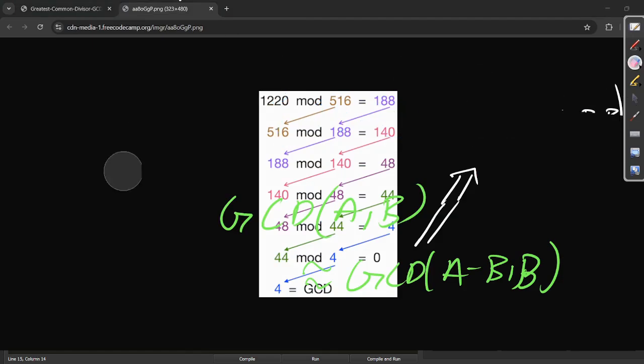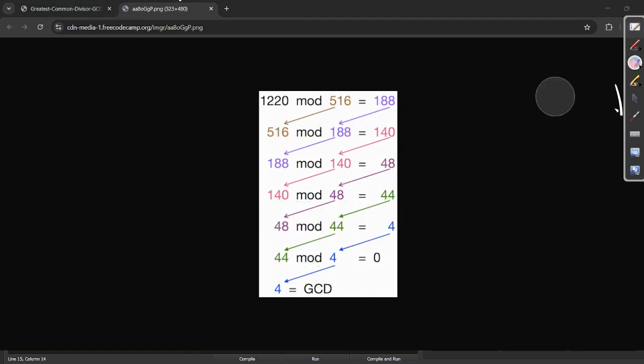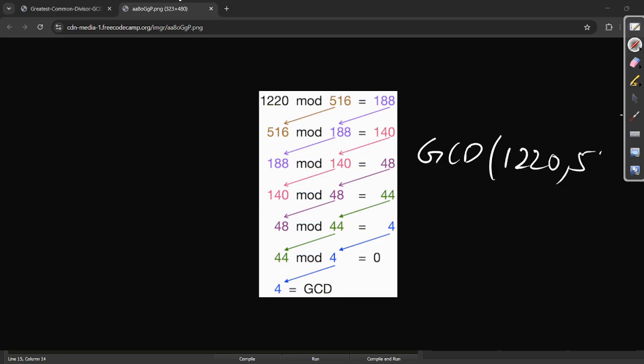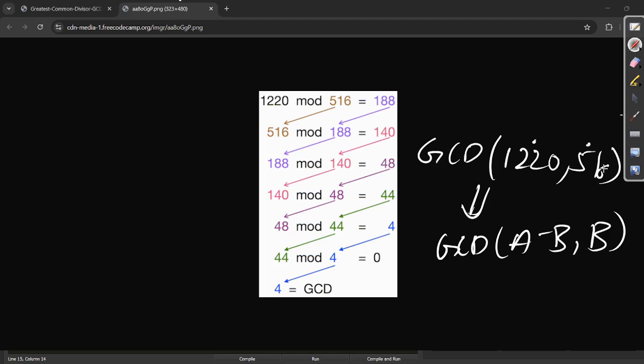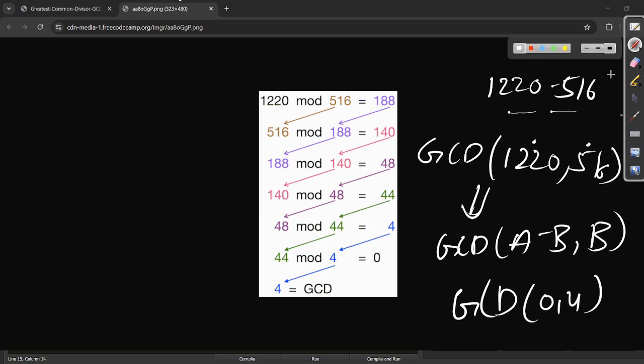I'll erase everything here. Okay, if I were to find the GCD of 1220 and 516, the formula states that GCD of a minus b comma b, where a is greater than b, this should be greater than this. So 1220 minus 516, and so on, and if you keep doing that, you get GCD of 0 comma 4. Now if there is a 0 and a non-zero number, the GCD is always the non-zero number.